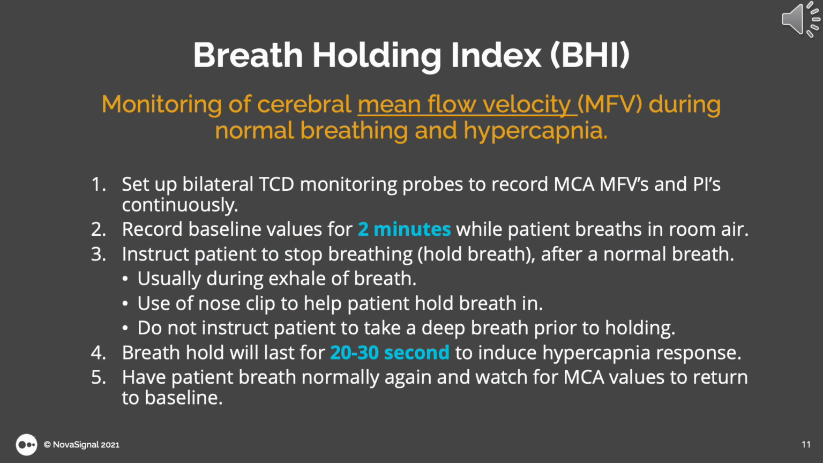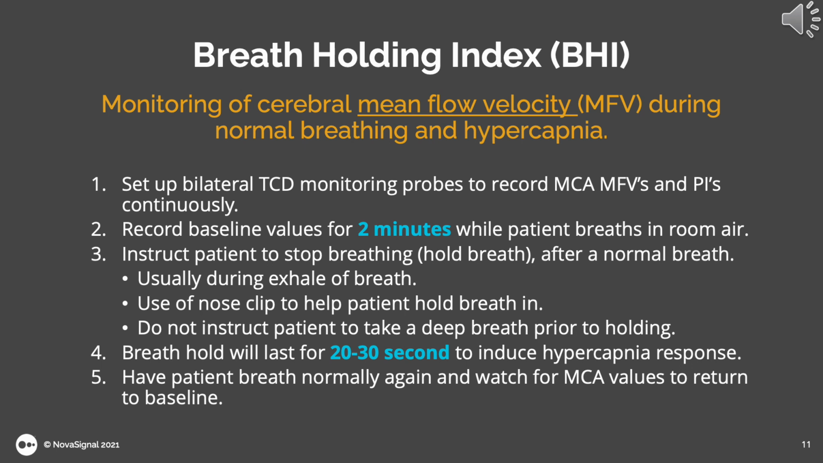First, we'll cover breath holding index, which is the monitoring of cerebral mean flow velocities during normocapnia, or normal breathing, and hypercapnia, or breath holding. So how do we perform a BHI exam using TCD? First, we set up continuous bilateral monitoring probes to record the MCA's mean flow velocities and pulsatility index. We record baseline values for at least 2 minutes while the patient breathes in normal room air.